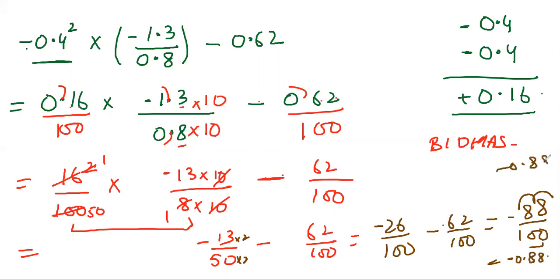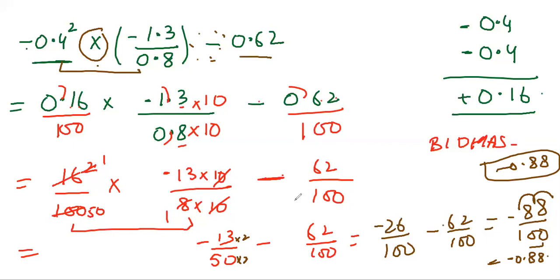Minus 0.88 is the answer. So what happens in this question? You have this minus sign. Because of this minus sign and this multiplication, there are two operations: one is the subtraction operation, one is the multiplication operation. So you have to first deal with these two, solving them, and then in the last you are going to deal with this one.